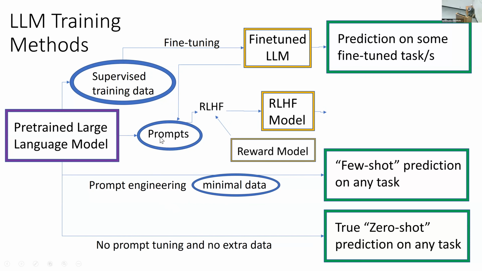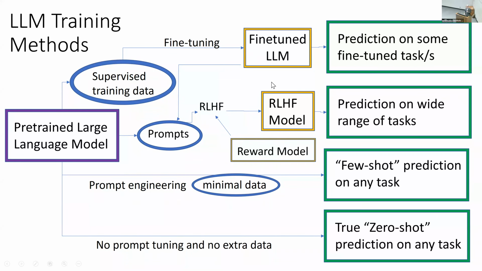RLHF is actually much more complicated, and that's why I have all these arrows floating around here. There are going to be multiple models. You're going to have some pre-trained language model that you use, and you could actually use a fine-tuned model to start with as well. There's going to be two of them, one you use as your baseline, like either this one or this one. Then you're also going to have a reward model, and then you're going to train basically this new RLHF model. So you're going to have three different models. The idea is that you could do prediction on a wide range of tasks with this, not just one task really well, or no specialization at all, but a wide range of tasks.